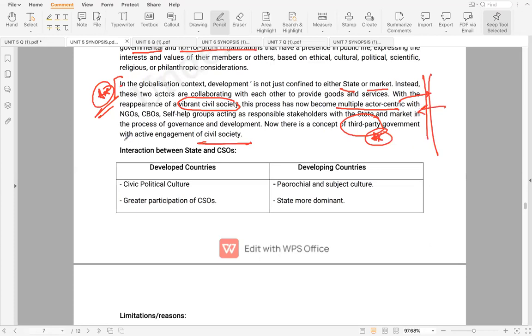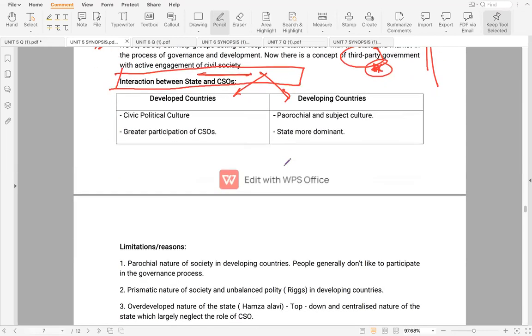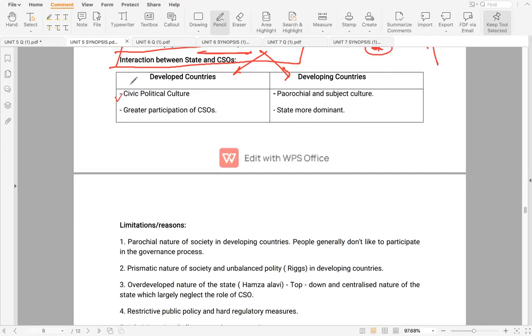We'll now directly hit upon the demand of the question, interaction between state and CSOs with reference to developed and developing countries. In developed countries, we know that there's a civic political culture. The political culture is enhanced. However, in developing countries, you have a parochial and subject-oriented political culture. You have the greater participation of CSOs. However, here the state is still more dominant and can turn out to be Leviathan or exploitative. That is why you need civil society, and that is why we say that the interaction is still limited.